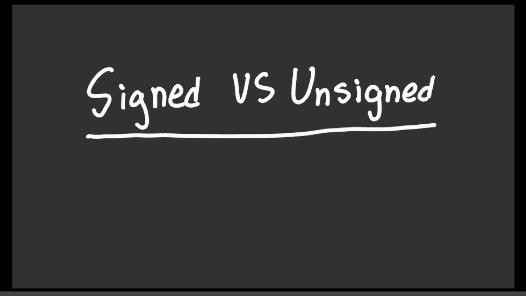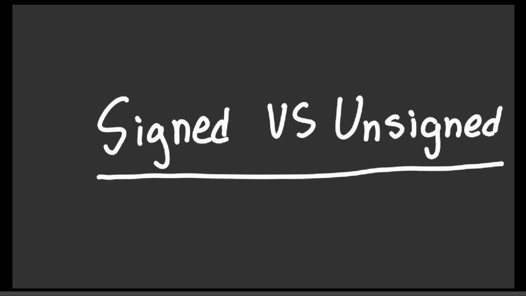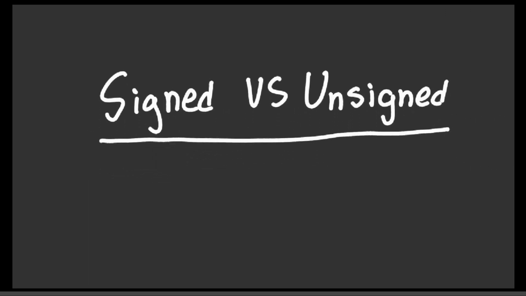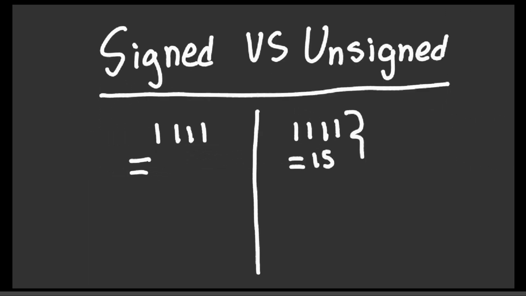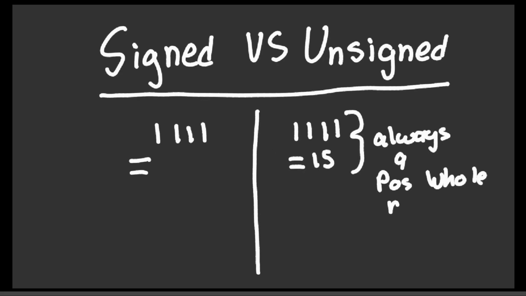Now that you can convert between integer decimal systems and binary numbers, we have to talk about signed and unsigned binary numbers. So here's an example of an unsigned number, 1111, which is also 15 in decimal, and this is always a positive whole number. Now we can look at the signed counterpart, this one right here, and this number is -7.